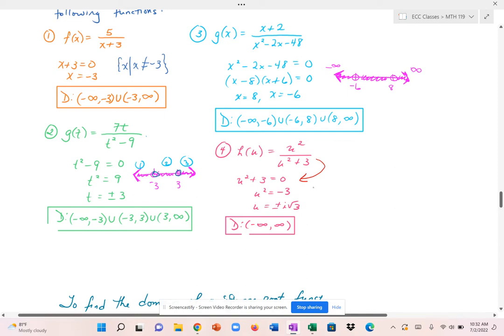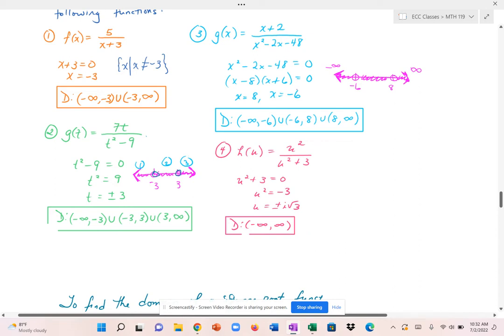I again use the square root method, but this time I'm taking the square root of a negative number. The square root of a negative number is an imaginary number. So that means that there is no real number solution here, meaning that there is no value of u that would result in division by 0. No real number that if you plug it in here, you'll end up with a 0 in the denominator. And what that means is there are no restrictions on the domain. So although this is a rational function, it has a domain of all real numbers.